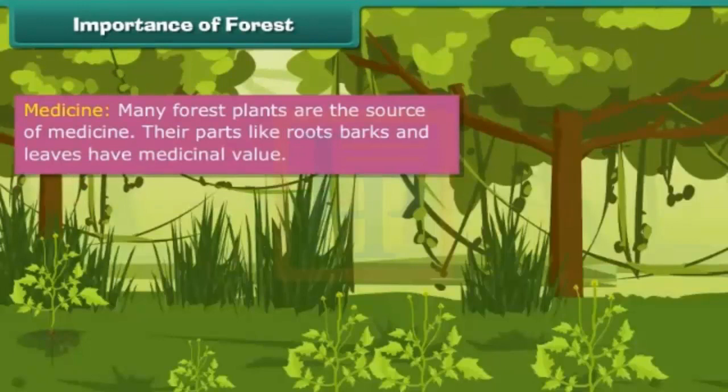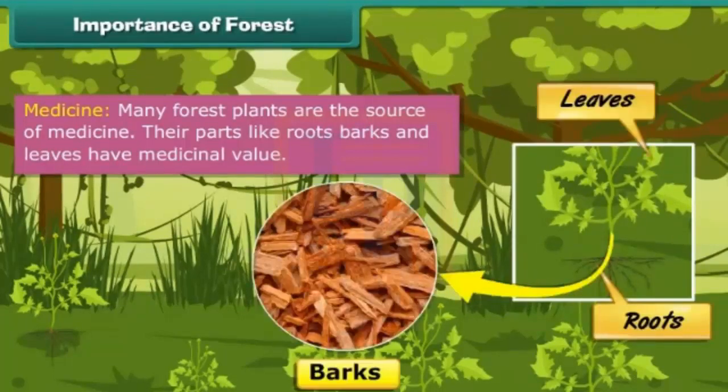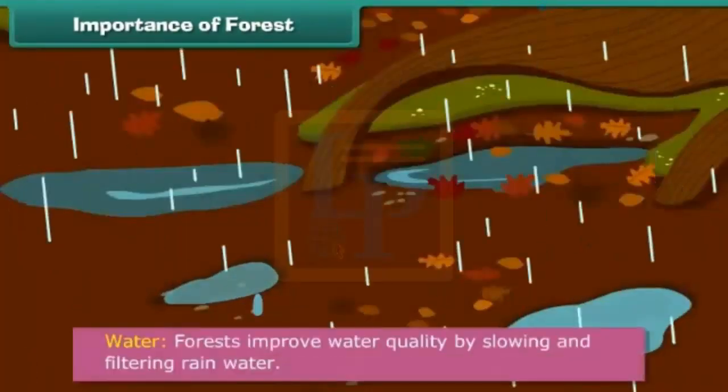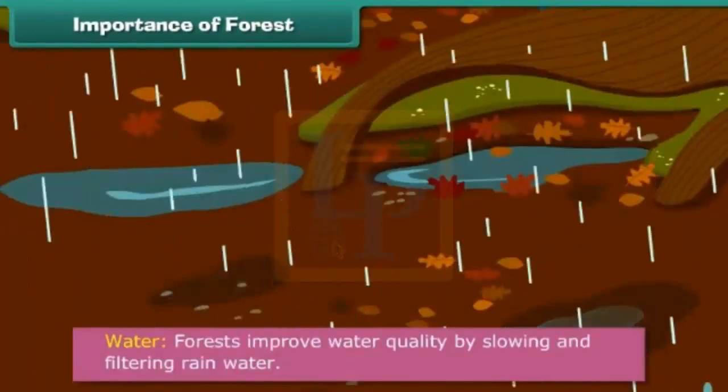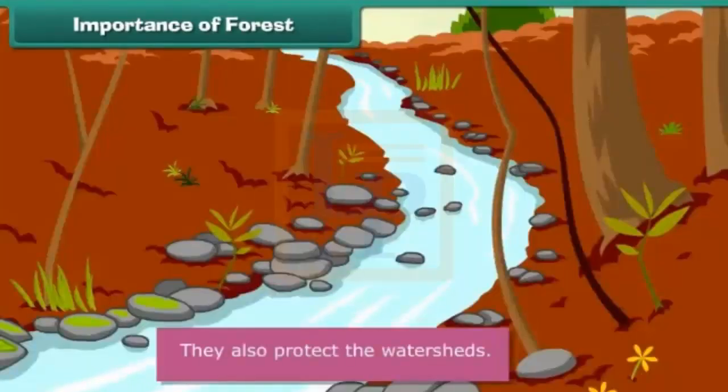Medicine. Many forest plants are the source of medicine. All the parts like roots, barks, and leaves have medicinal value. Water. Forests improve water quality by slowing and filtering rainwater. They also protect the watersheds.